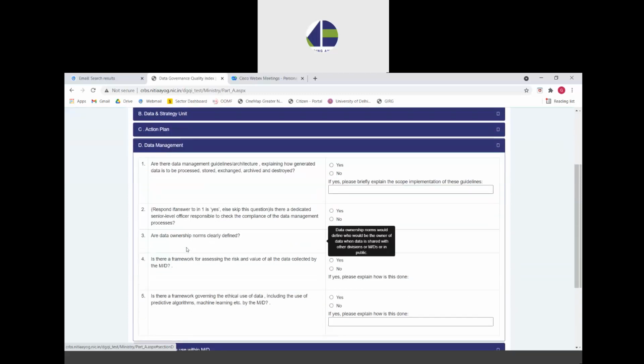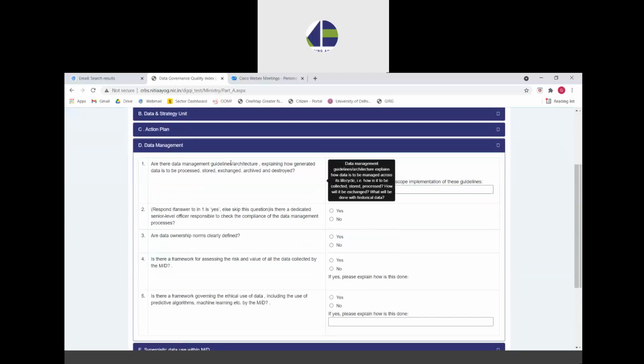So there are 5 questions which are to be answered in this section. The first question asks whether there are data management guidelines or a general architecture in place, documented by the ministry, that explains how data is generated, processed, stored, exchanged, archived, and destroyed. So it basically lays down guidelines for how data is to be managed across its life cycle, and it lays down these standards for all the divisions across the ministry to follow.